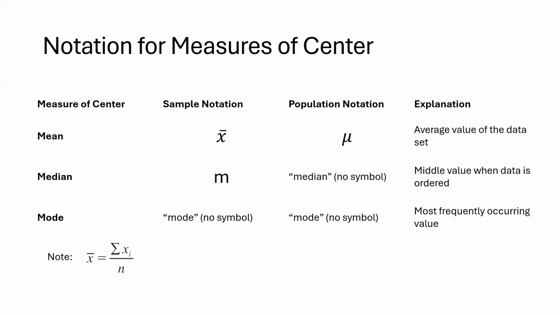Now, in this table, we've summarized the symbols that are commonly used. The sample mean is written as X bar. It's the average of the sample. For example, the average score from a class of 30 students. The population mean is written as the Greek letter mu. That's the average of an entire population, like the average GPA of all college students in the country. We often can't know mu exactly, so we use X bar to estimate it.